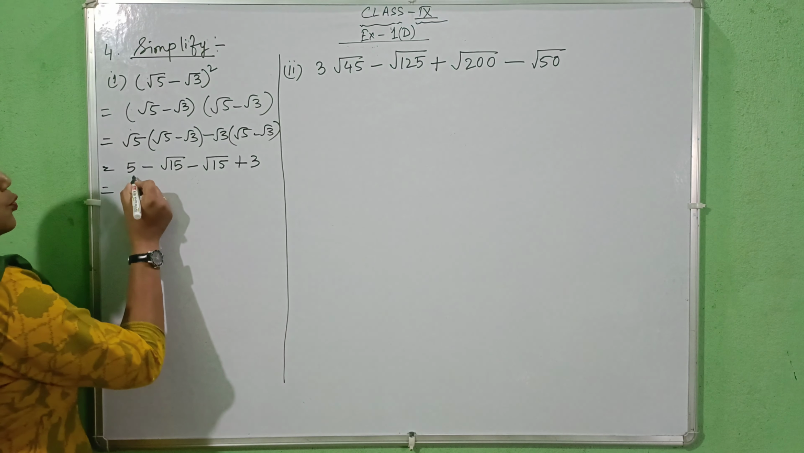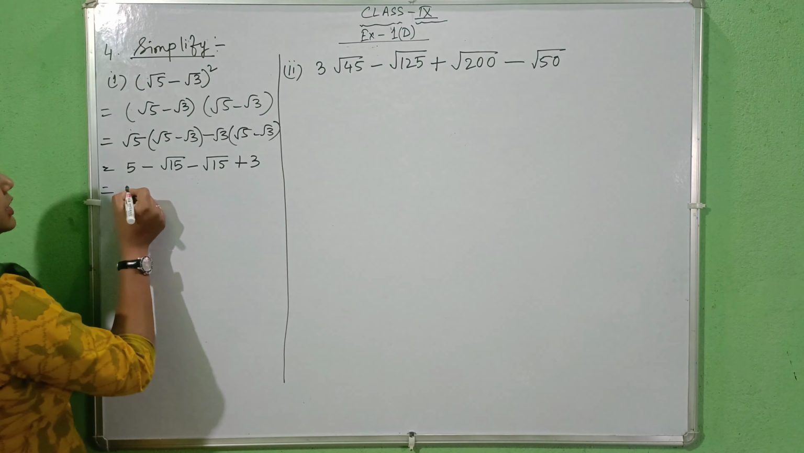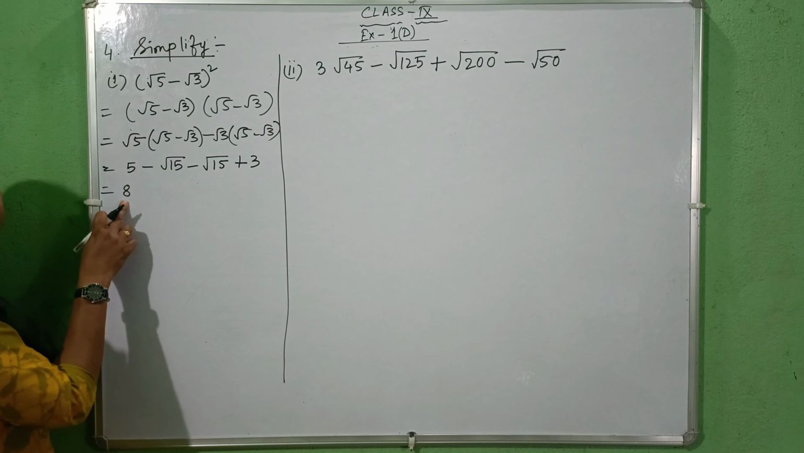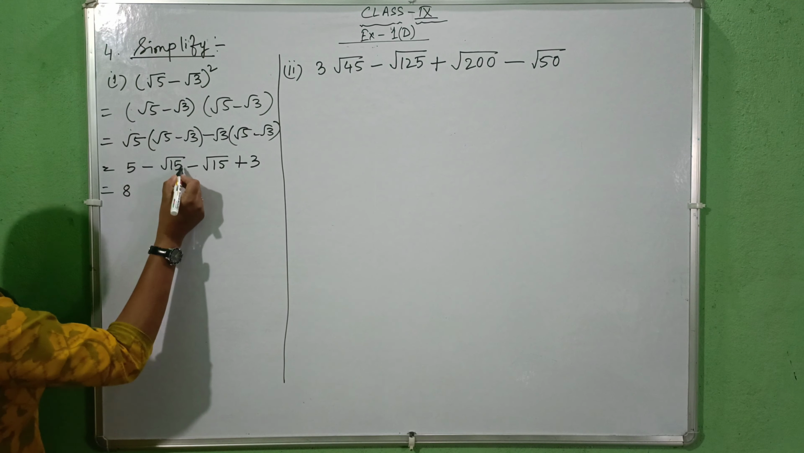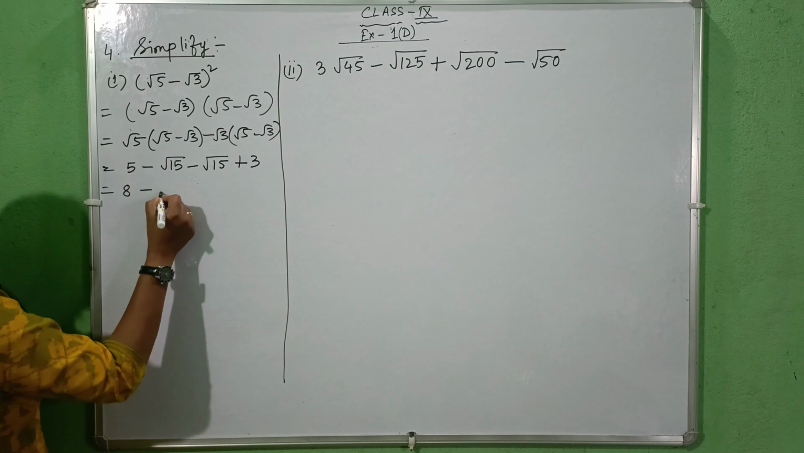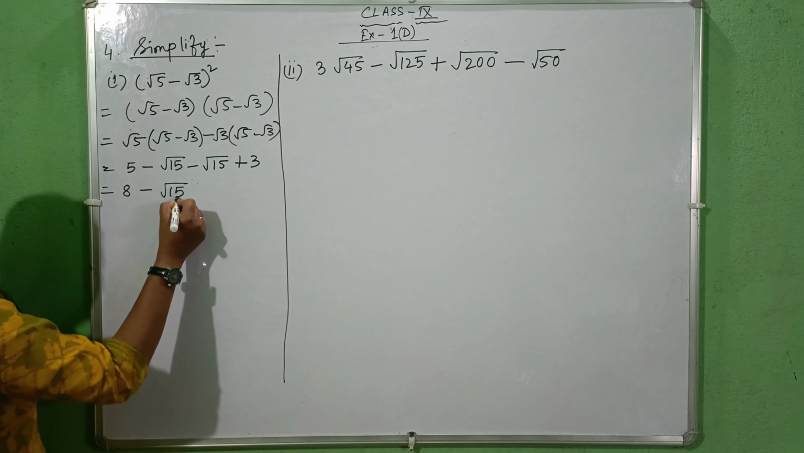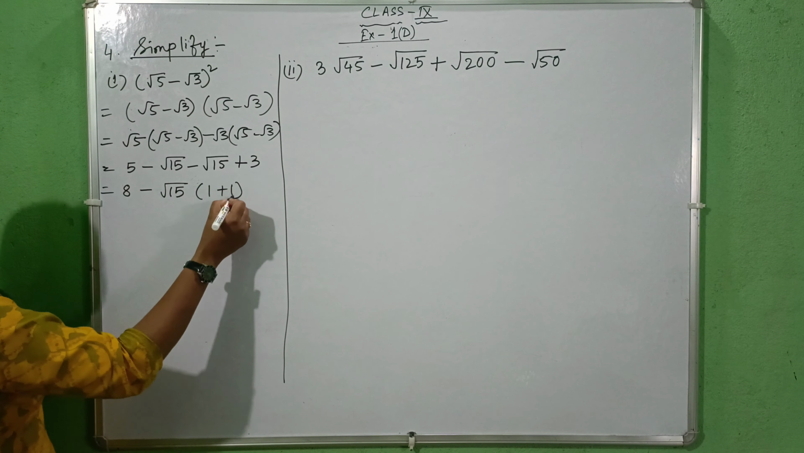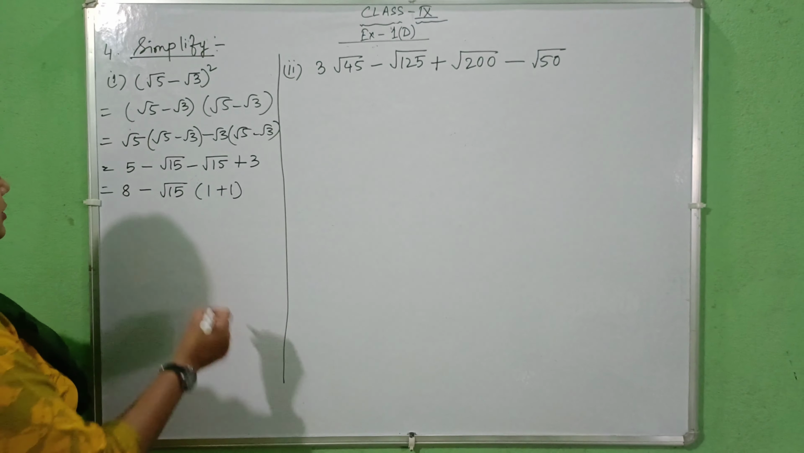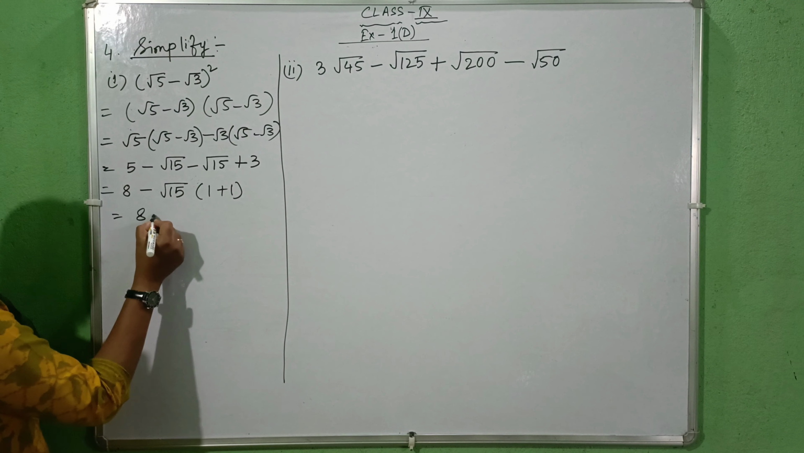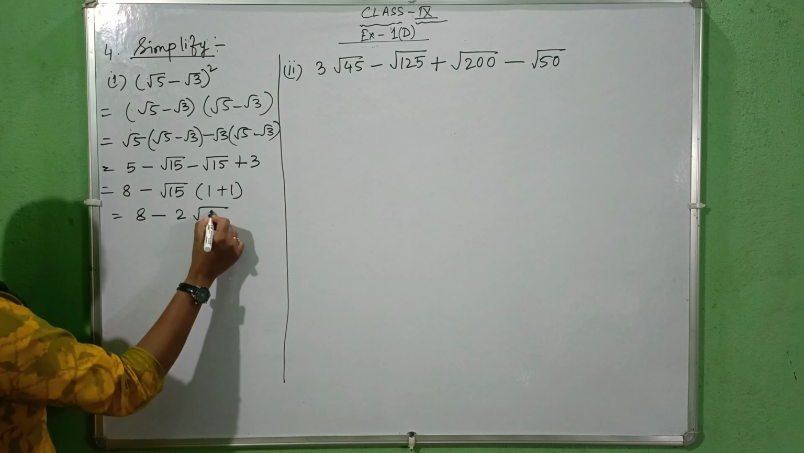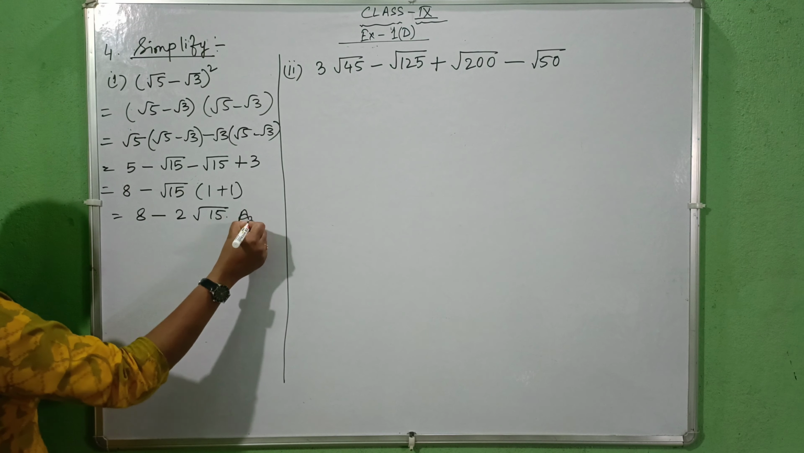So what to do? We can add the 2 constant terms with each other. So we are going to get 8. 5 plus 3 will give you 8. And minus root 15 and minus root 15 will give you, if we take common minus root 15, then it will be 1 plus 1 inside the bracket. Okay? So what will be the answer? 8 minus 1 plus 1, that is 2 root under 15. And that is your answer.